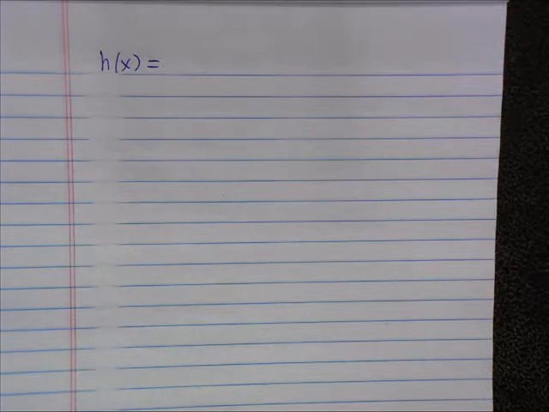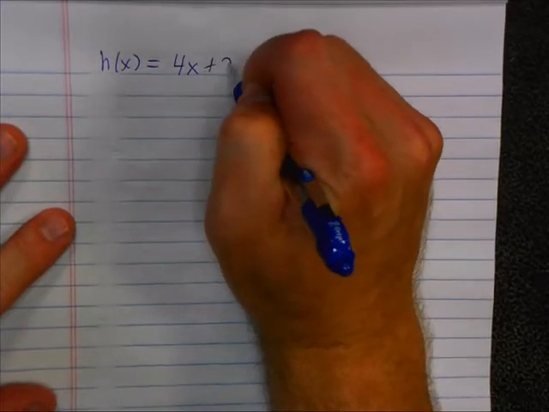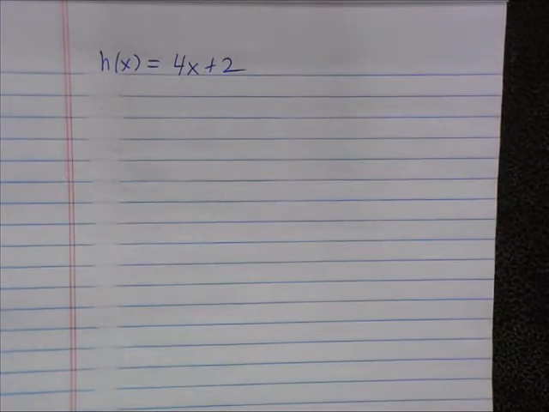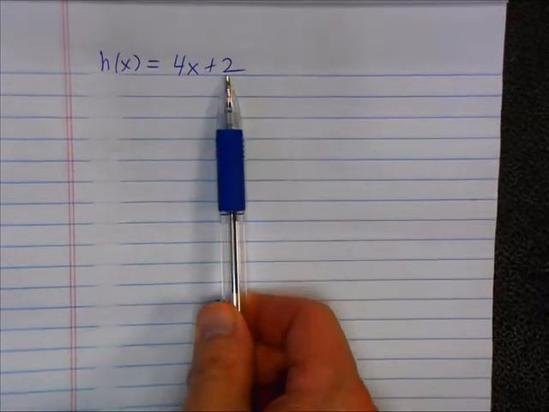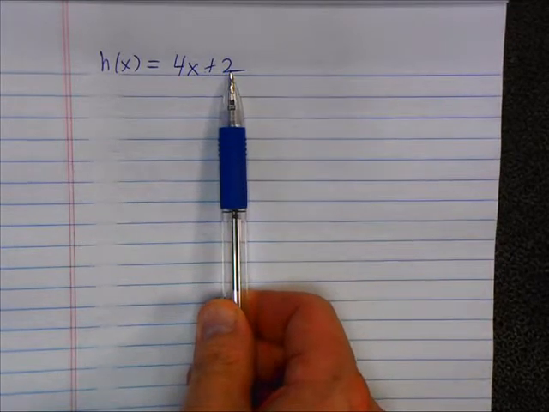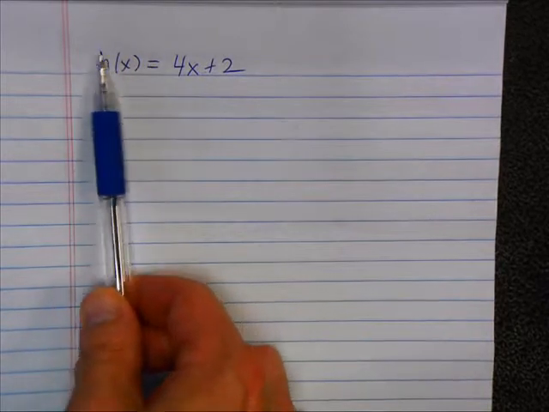How do you know that's a linear function? Because that number is the slope, and that number is the y-intercept. This h of x is really just a fancy symbol for y. y equals mx plus b. That's in y equals mx plus b form, so that has to be a line.